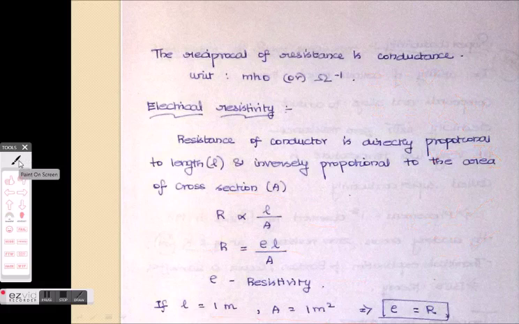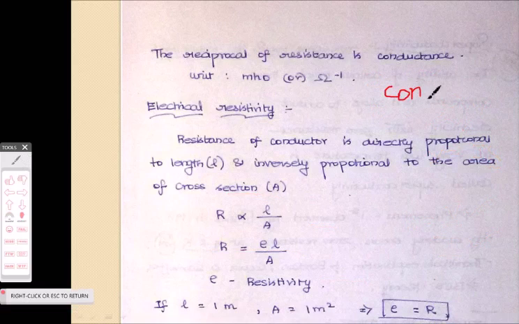Then you have to see what is conductance. See, the conductance is equal to reciprocal of resistance. Reciprocal means 1 by R. See, ohm can be written as MHO. OHM is the resistance. MHO is the unit for conductance.